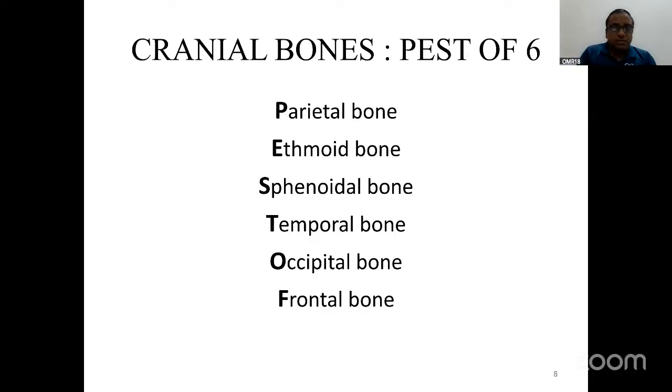Now, second learning from today's session, cranial bones. How many cranial bones are there in your skull? You can remember with the mnemonic, PEST of 6. The first letter of each: P, parietal bone; E, ethmoidal bone; S, sphenoidal bone; T, temporal bone. PEST of O, occipital, that is the backside. And this is the frontal bone. So total 6 bones are there: 1, 2, 3, 4, 5, 6. So PEST of 6, you can remember like that.